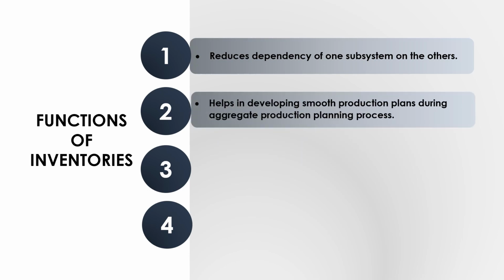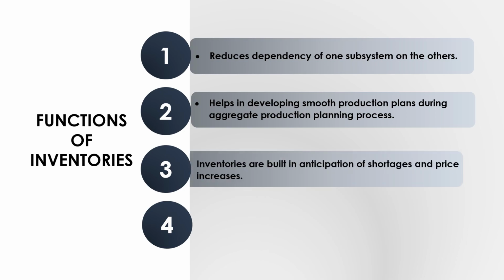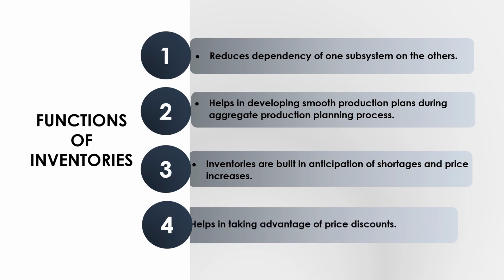Number two function of inventories is that it helps in developing smooth production plans during the aggregate production planning process. Next, inventories are built in anticipation of shortages and price increases. And last, it helps in taking advantage of price discounts.